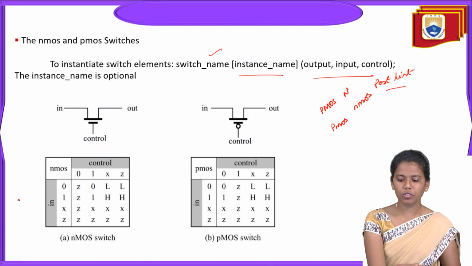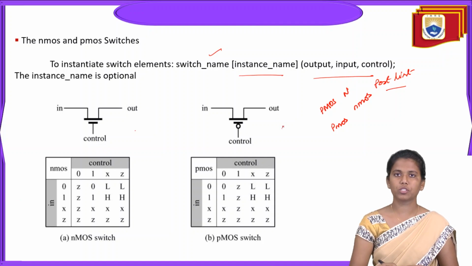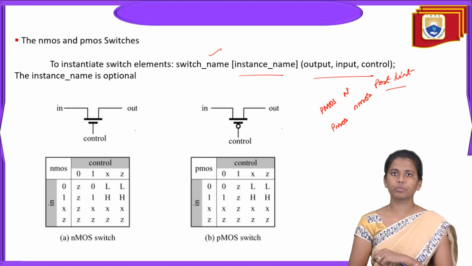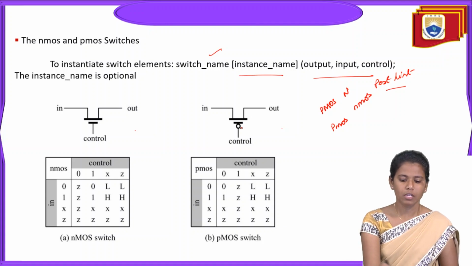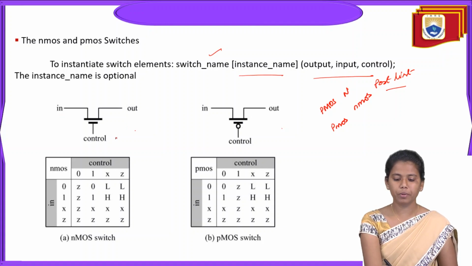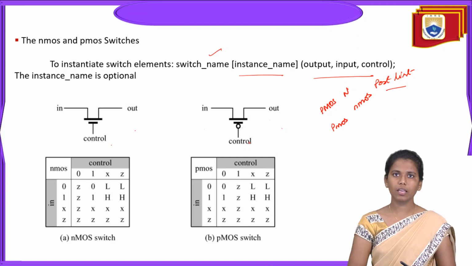Here you can see an NMOS switch and a PMOS switch. The only difference between these two symbols is that the PMOS switch has a small bubble. For both NMOS and PMOS, you have the input, the output, and the control.